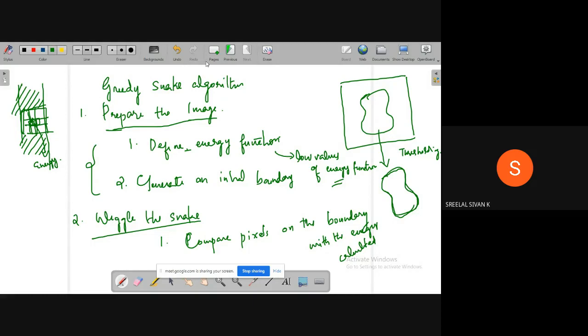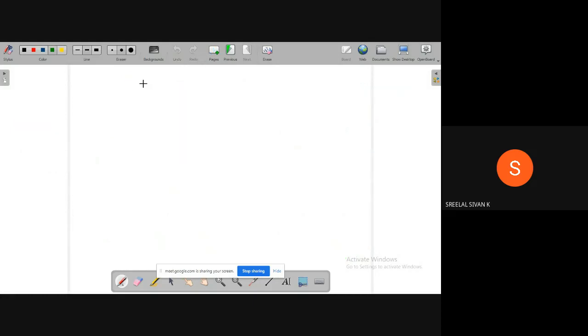And the next step, what is the next step? For each current boundary point, move the boundary to the neighboring point that has the lowest energy.